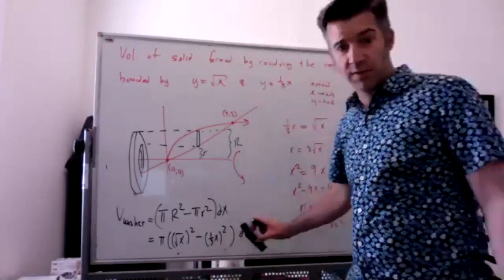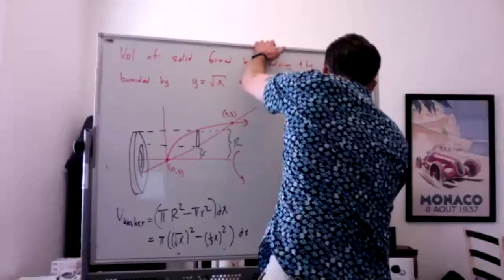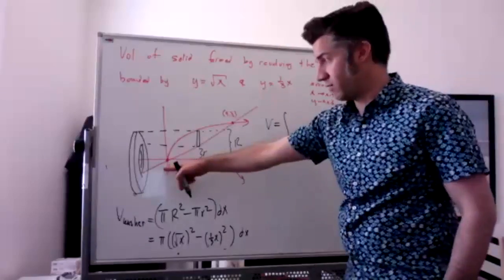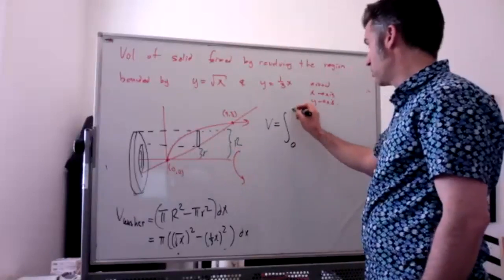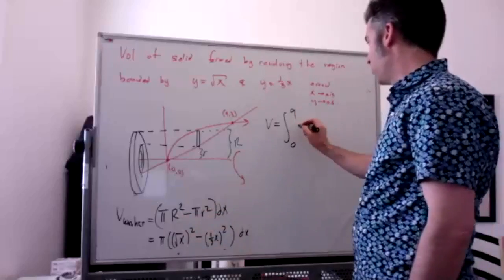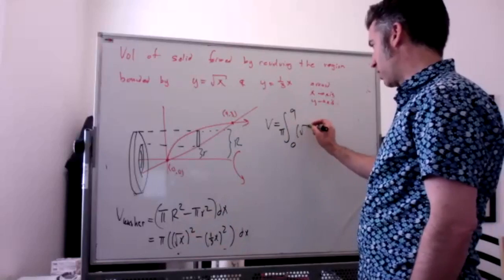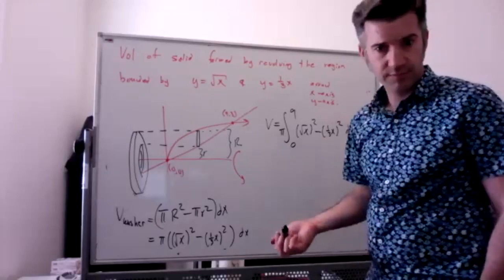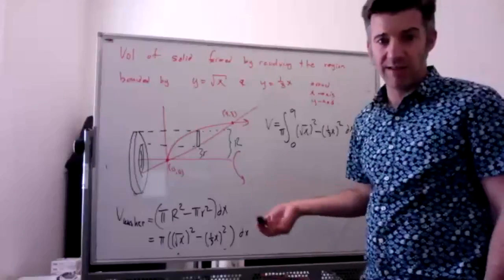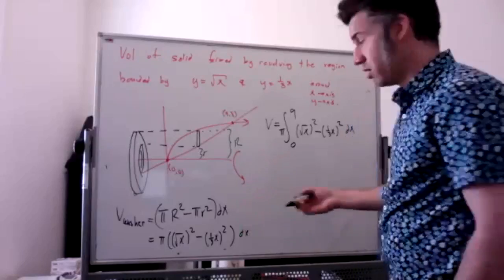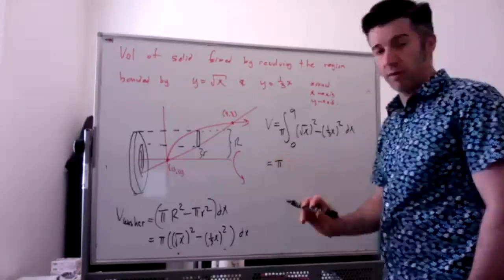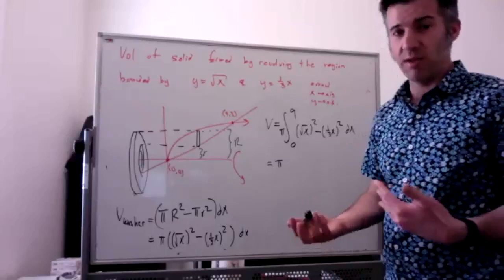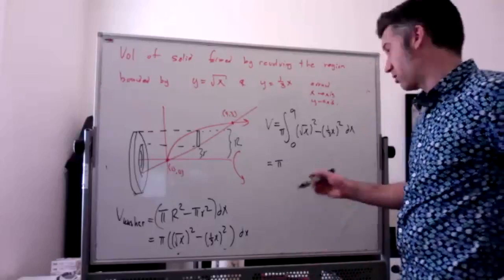So if we wanted to write the integral for the total volume, we would be doing the integral from as far left as 0 to as far right as 9 of this thing here. So pi times the square root of x squared minus 1/3 x squared dx. And then we can calculate it, right? So again, the setup is usually the harder part. The integration part can often be kind of messy with the numbers, but as far as actually doing it, it's not usually terrible.